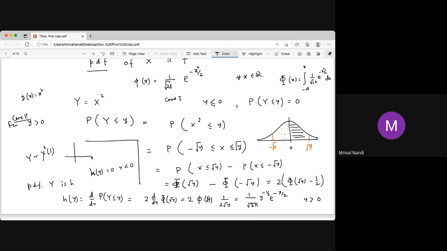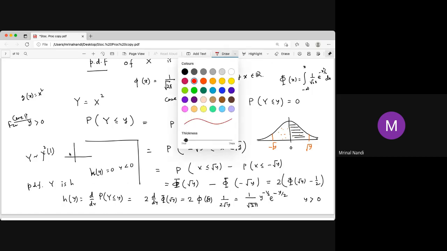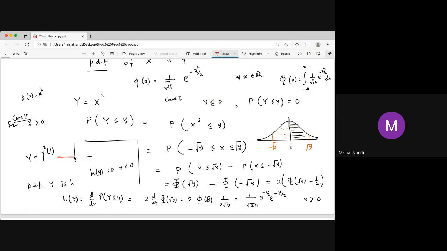What does it look like? The PDF of the chi-square is 0 for negative values, then it peaks somewhere, and then goes to 0 asymptotically. This is the density function of the chi-square. If the function is not strictly monotonic increasing or strictly monotonic decreasing, then we have to be very careful and we cannot use that theorem. We have to go through the whole thing: find the distribution function first and then take the derivative.